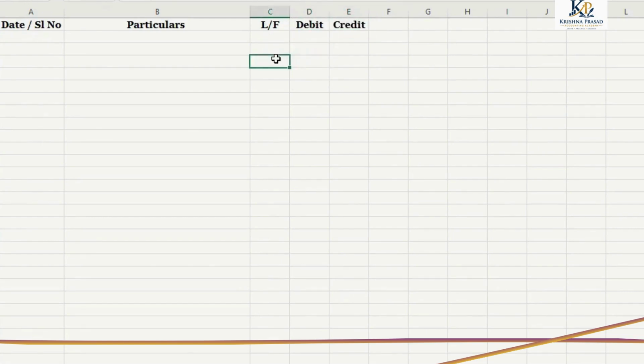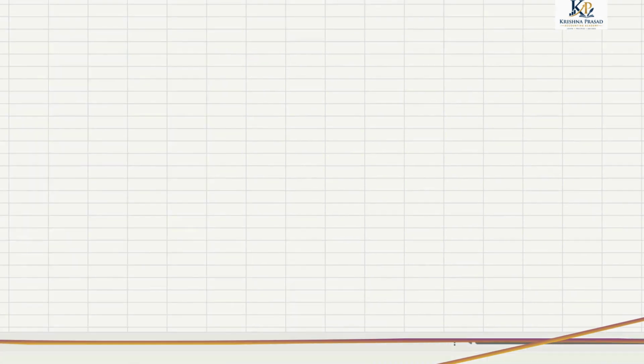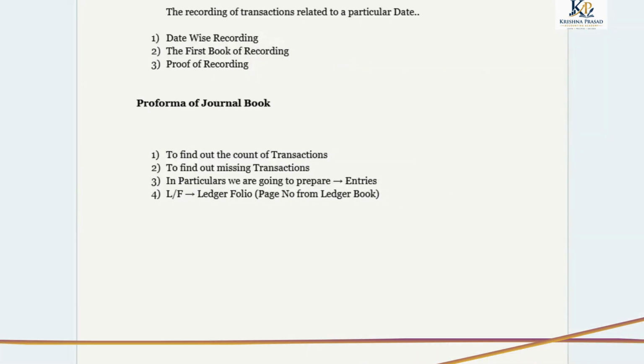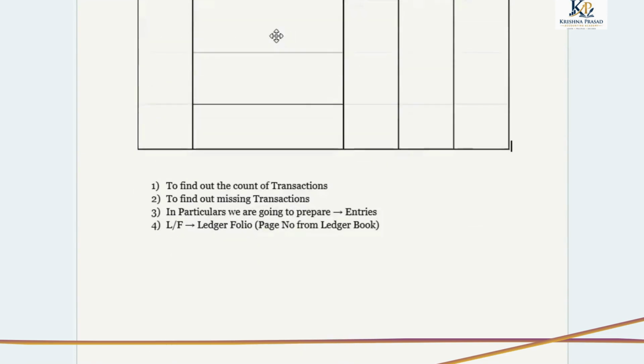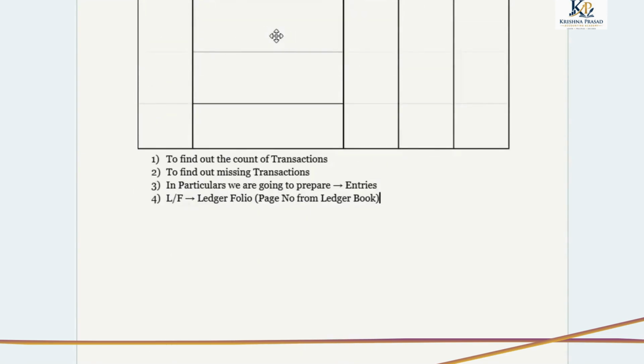So like this we need to go with preparing the journal book. So the journal book pro forma can be like this. Coming to here, I just explained that in particulars we are going to prepare the entries, right? What type of entries do we need to prepare?